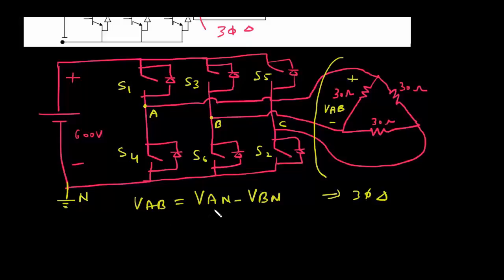I am doing it this way because it is easy to get VAN and VBN, because you know that when switch S1 is on, VAN is VDC, which is 600 volt, and when switch S4 is on, VAN is equal to 0 volt.